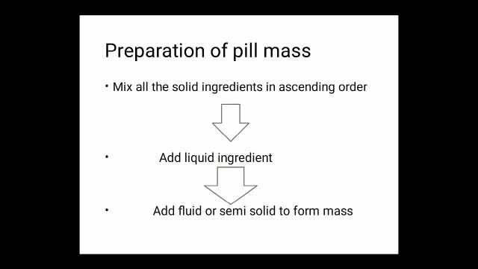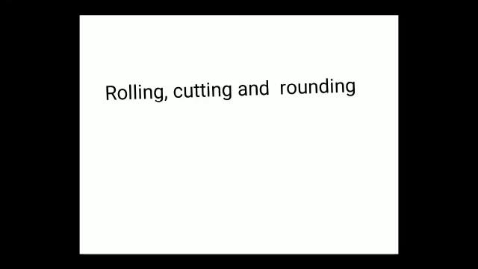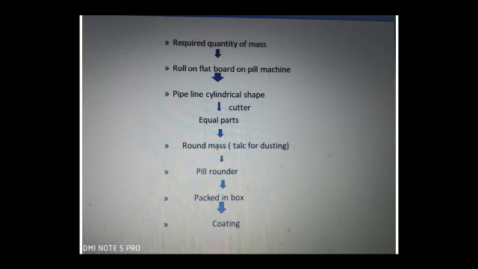Once the mass is completed, peel it from the side of the mortar. Remove the mass from the mortar and knead it between the fingers. This is the process involved in preparation of pill mass. The second step in preparation of pills is rolling, cutting, and rounding.